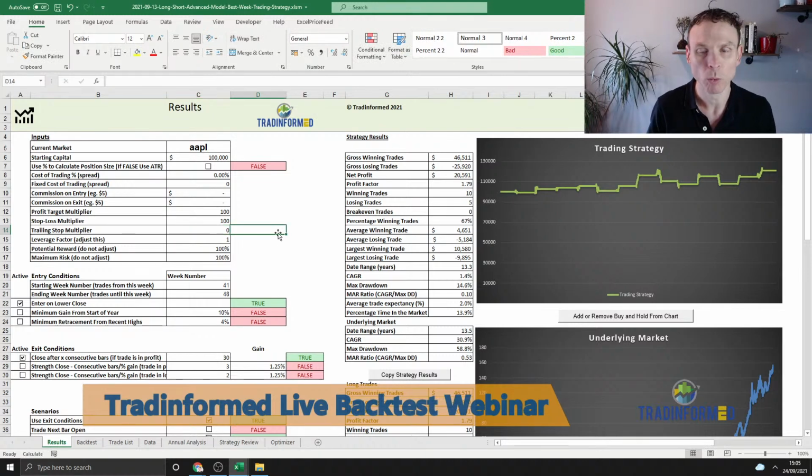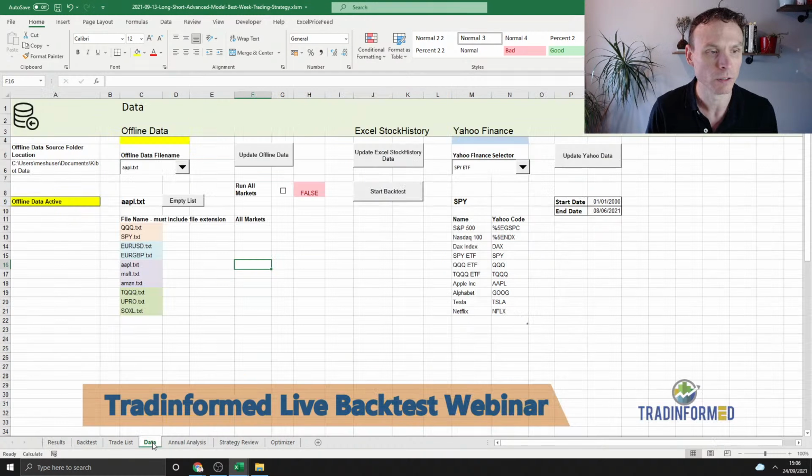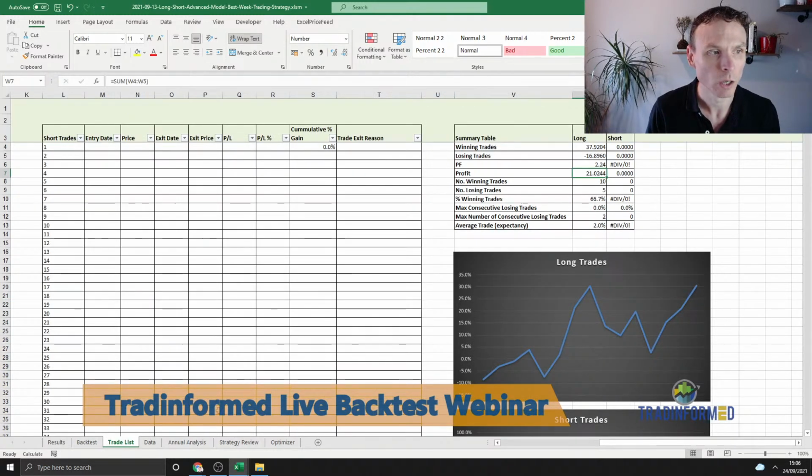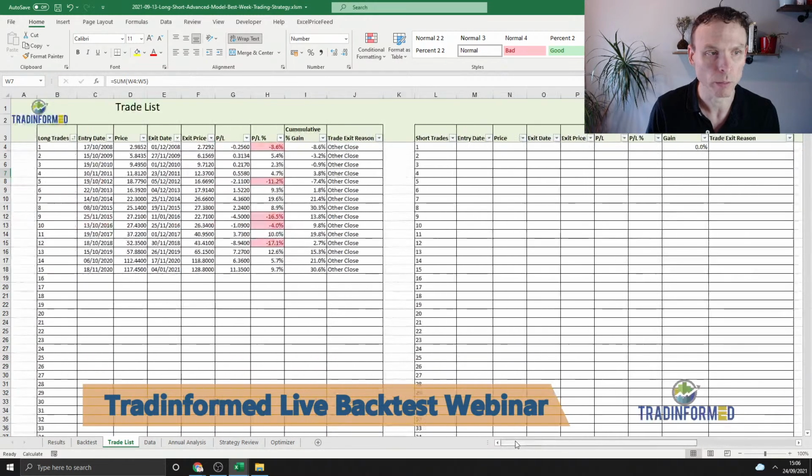Negative result. Well, why are we getting that negative result? It starts us thinking about it. So it's very easy to look at different markets, different types of market. We could look at some of the leveraged ETFs as well. Very easy to do that. We can look at the individual trades as well. We can break it down and see what's going on here. We've got some big losing trades, which might be what is going on here.